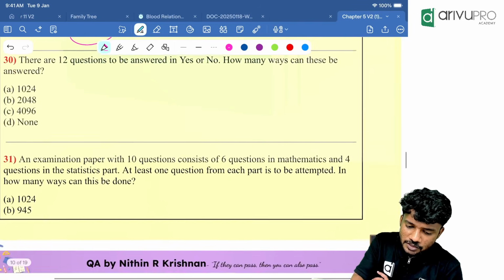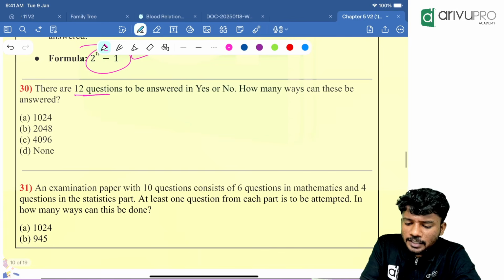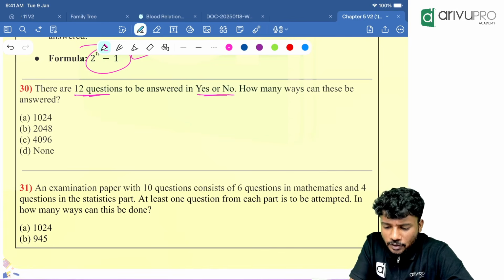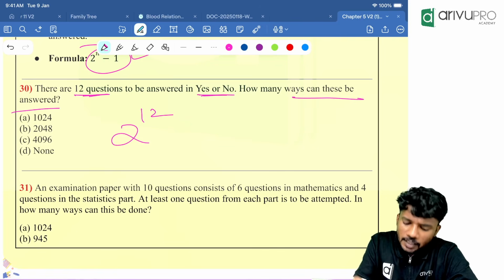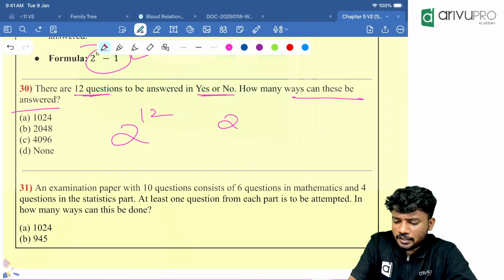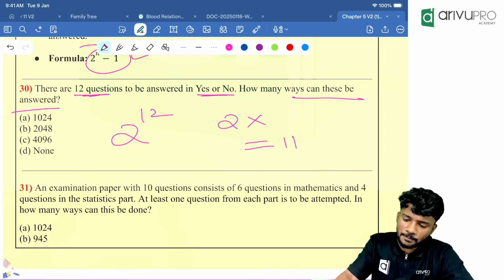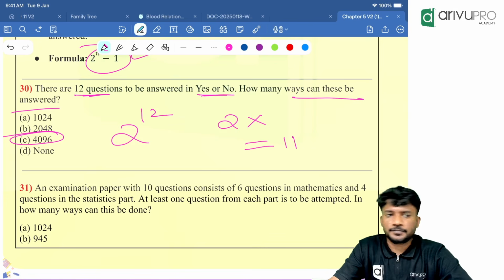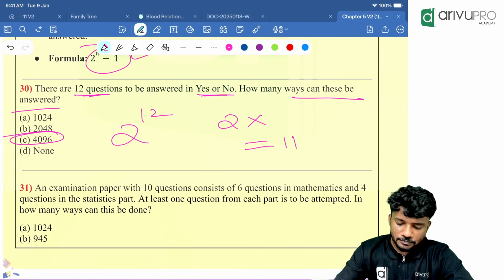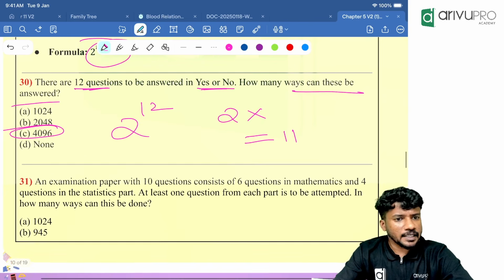Now the question is this. There are 12 questions to be answered yes or no. How many ways can it be done? 2 raised to 12. How to find it in the calculator? 2 into equal to, how many times? 11 times. Get me the answer. 4096. Everyone got the answer? Yes.